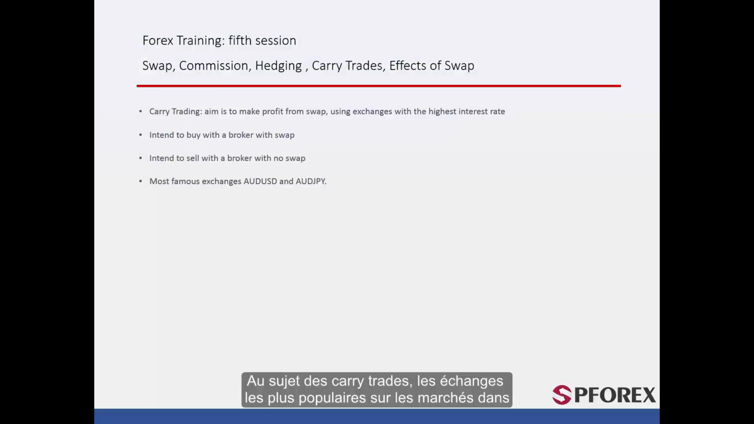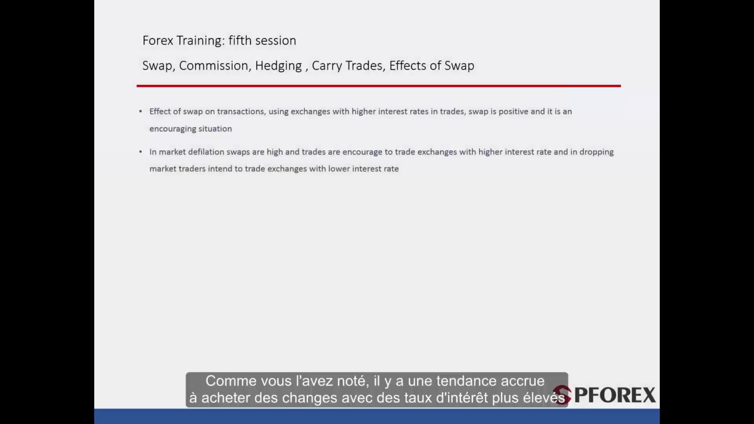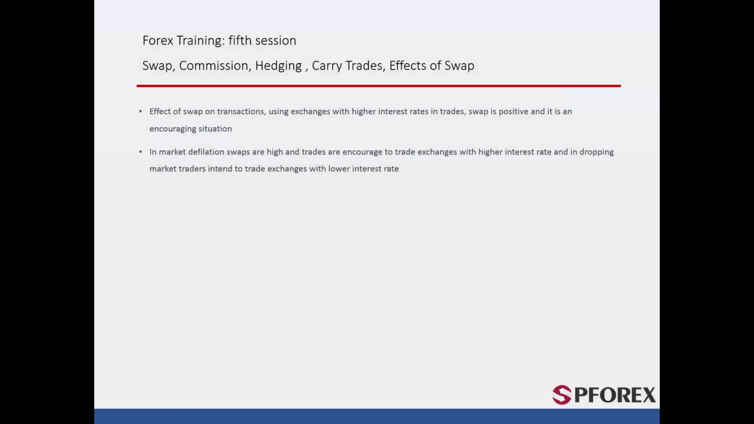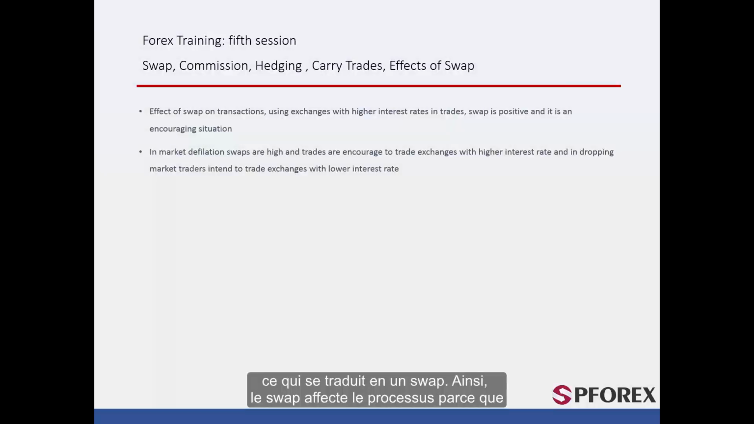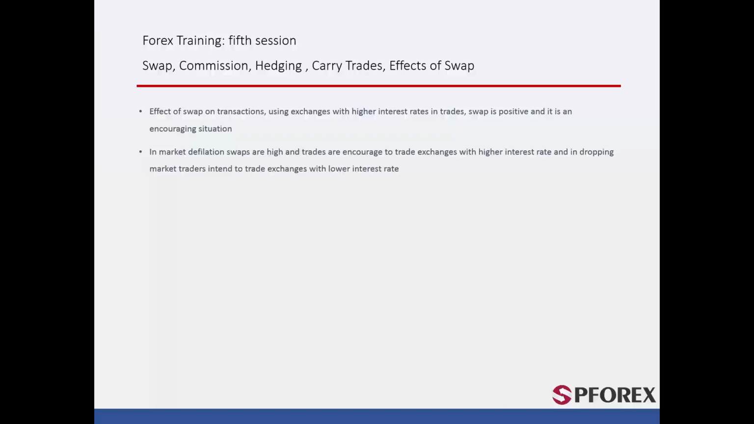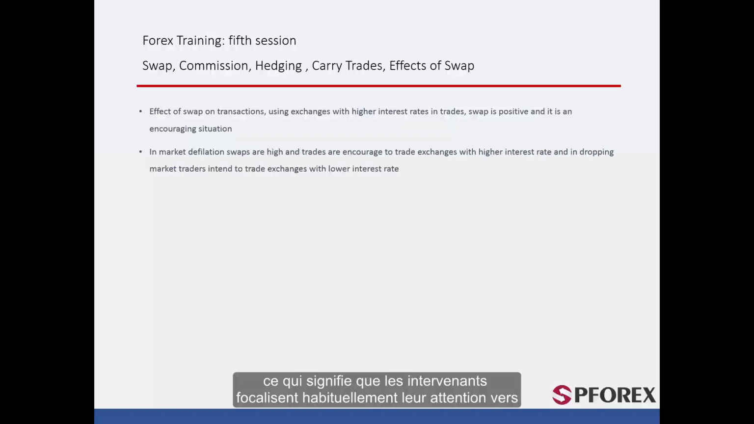Considering carry trades, the most famous exchanges in markets that parties are usually interested in are Australian dollars against Japanese yen and Australian dollars against US dollars. As you noticed, there is a greater tendency to buy exchanges with higher interest rates, which results in a swap. Therefore, swap affects the process, because traders like to buy so they can gain profit and collect swaps, meaning parties usually draw their attention towards trades in which they make profit and collect swaps at the same time.